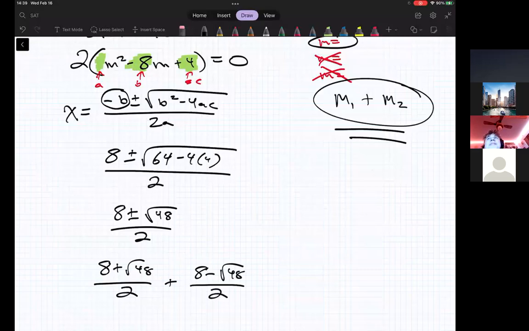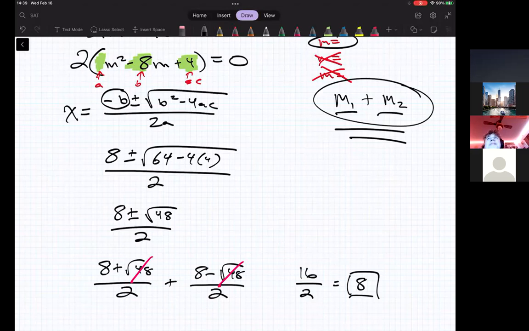Correct? Well, what's going to happen if I add these together? The square root of 48 here and the square root of 48 here are going to cancel. They have common denominators, so I can just add straight across. What am I left with? 8 plus 8, which is 16, all over 2, which is equal to 8. So the correct answer is 8. I was able to do that without fully completing the quadratic formula and not fully completing m1 and m2. I don't care about the individual solutions. If a problem says, I don't care about the individual solutions, find out what they sum to, there is a shortcut you definitely want to take, okay?